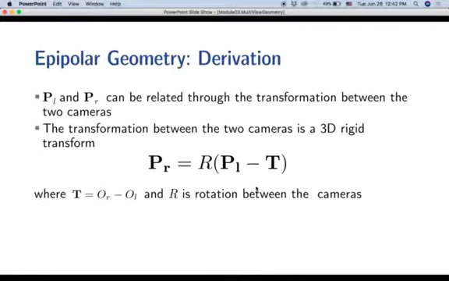So assume that one of the cameras, let's say the left camera, was in the canonical view. Then I can find the coordinate PR, which was in the canonical view of the right camera, but I can find it in the left camera through this transformation. It's just a rigid body transform which will do the appropriate rotation and translation. So PL minus T moves this point by OR minus OL, and then R rotates it to get into the correct frame of the other camera.